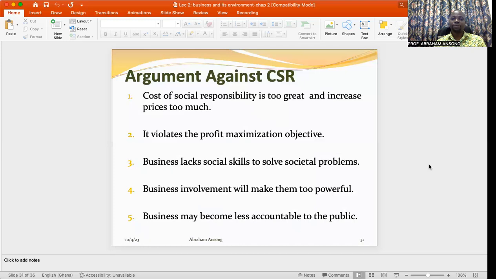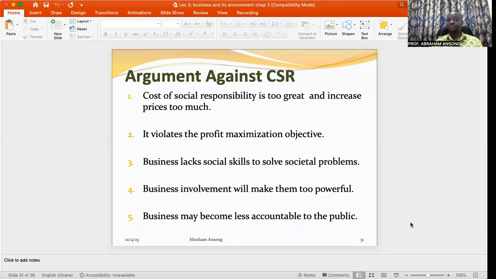Then businesses' involvement will make them too powerful. So some school of thought also argues that if businesses are allowed to now start solving societal problems, people will now become dependent on them instead of on politicians or their government. Okay, so if there is some banter between the politician and the business, because businesses are those that are catering and dealing with the needs of the people, they are likely to support the companies against the politician. Okay, so that will make businesses very powerful.